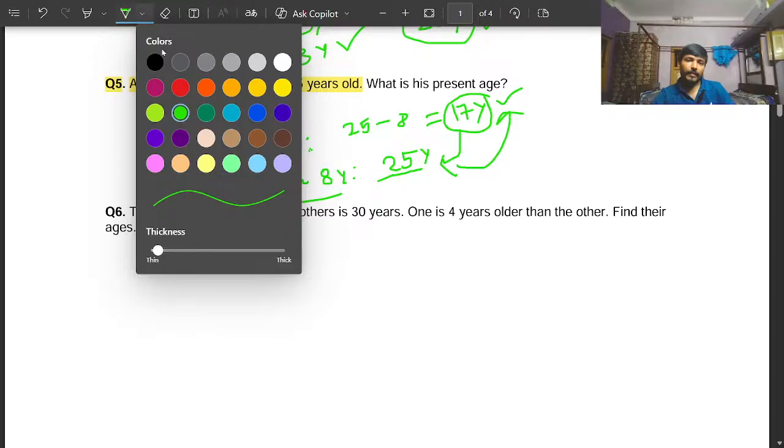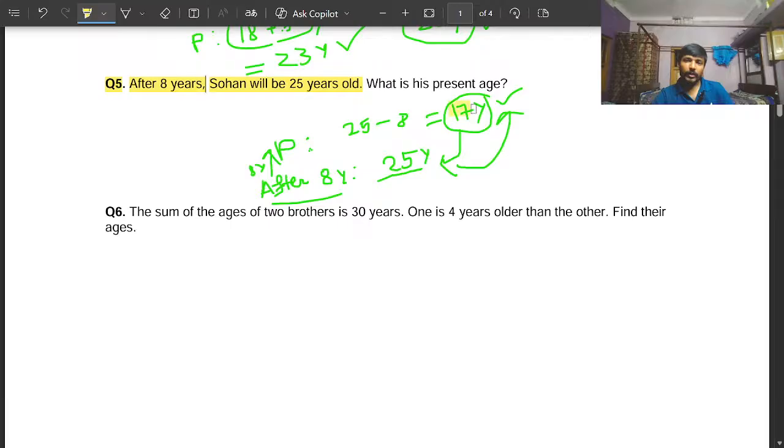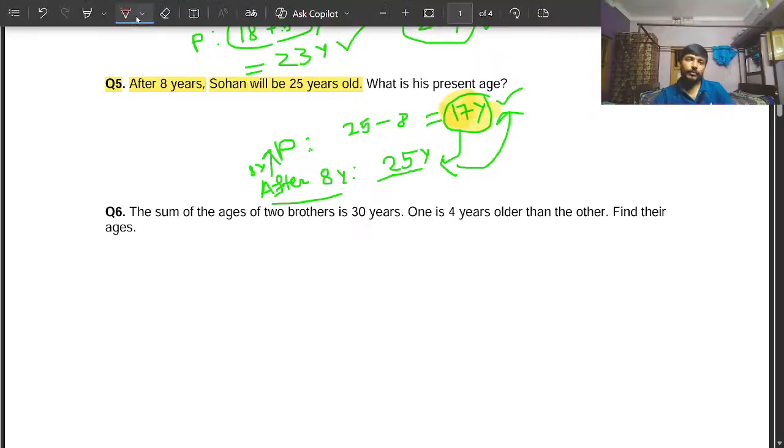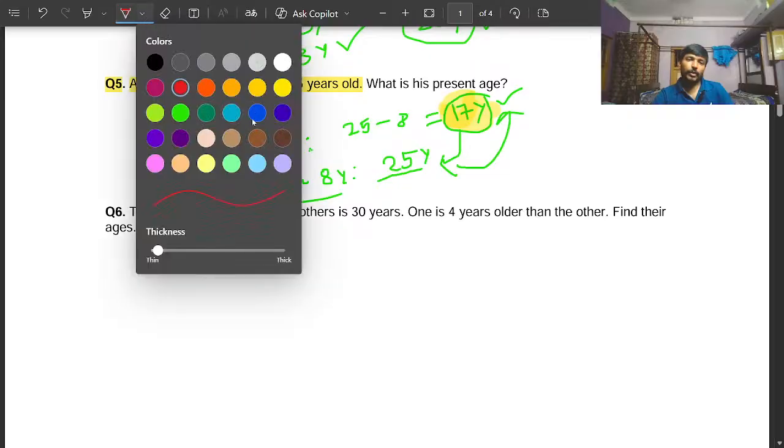So the present age is 17. This is the answer. Okay, student, understood. Now we are moving to the next question.